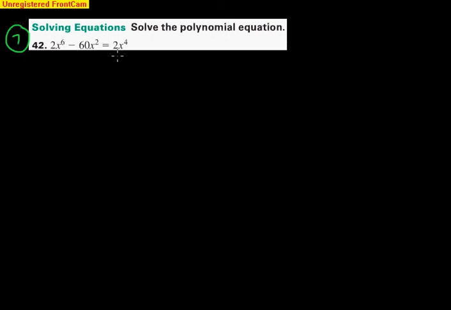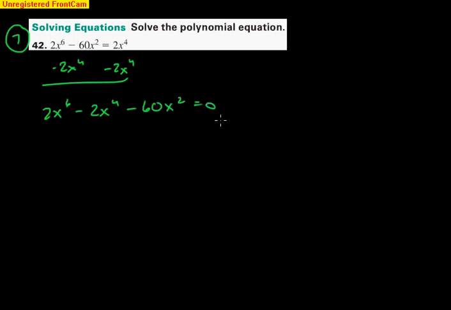And first, it's an equation, can only work on one side. So let's bring this 2x to the 4th to the left by subtracting it. It's x to the 6th, the highest power, so we'll bring it to that side. So we get 2x to the 6th minus 2x to the 4th minus 60x squared equals 0. And now that it's set equal to 0, we can look to factor.